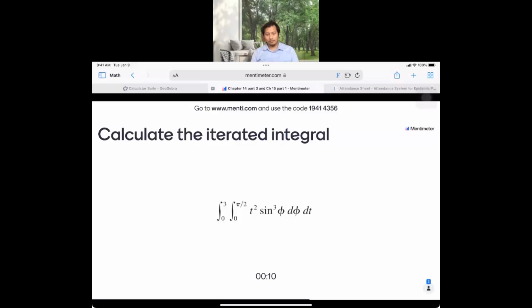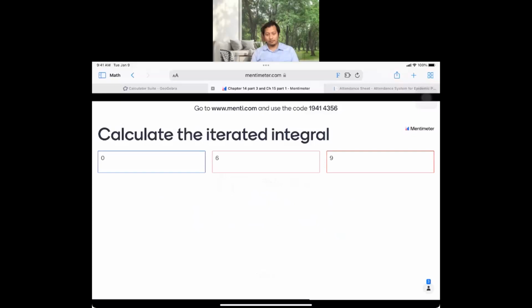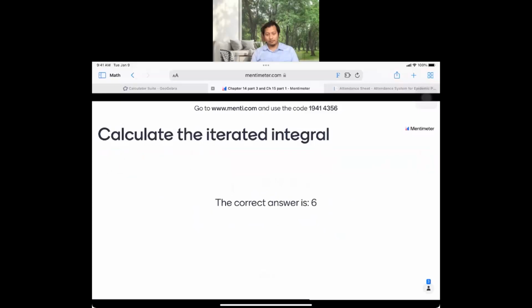Okay, sorry if not enough time. Okay, 6, 5, 4, 3. Okay, sorry if this is sufficient. And I think one student got correct.